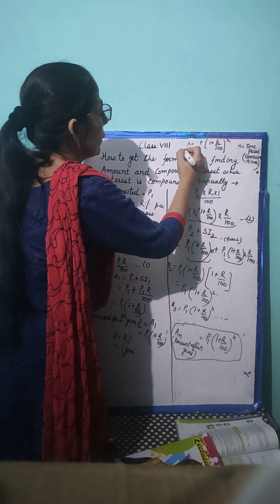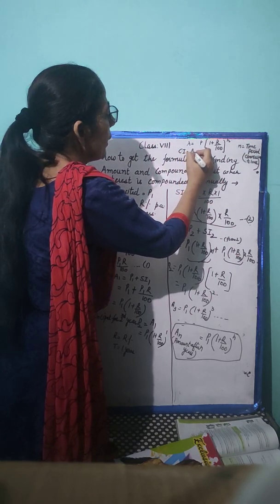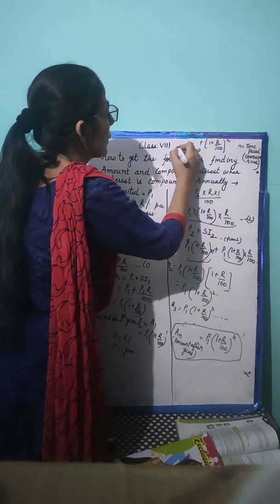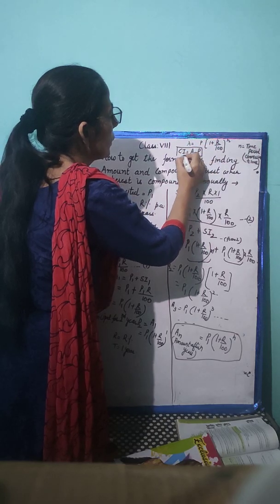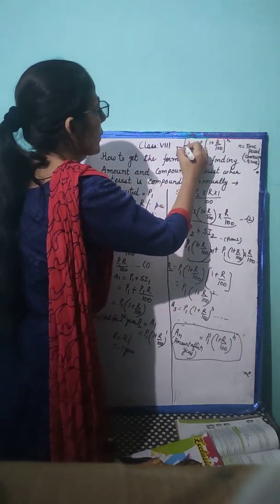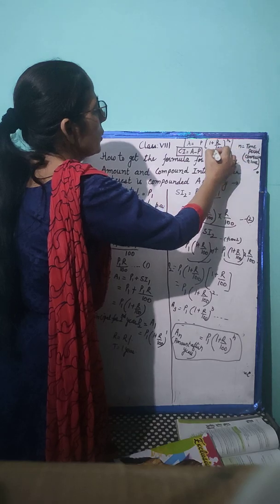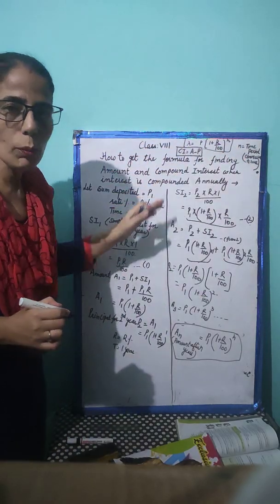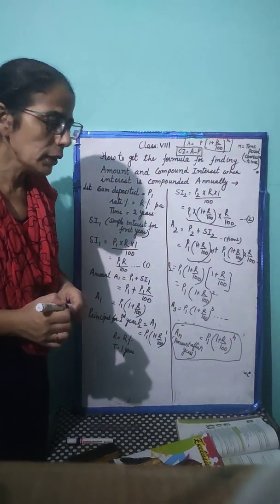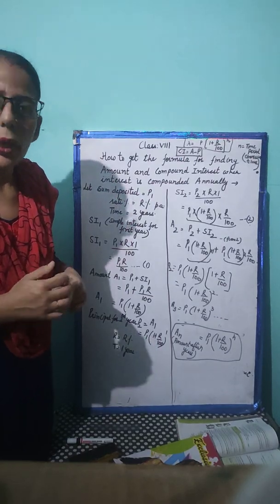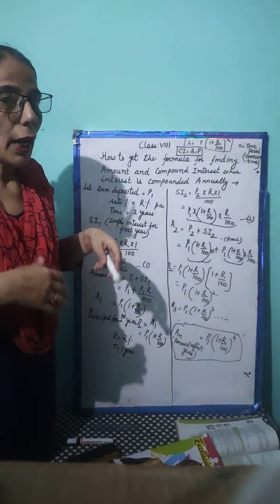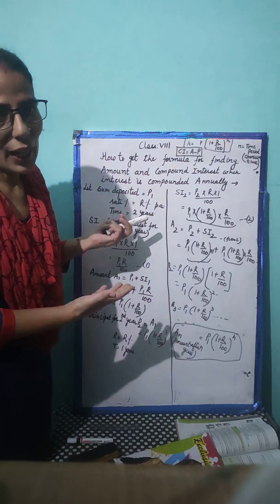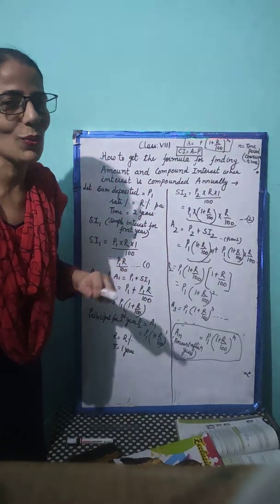And compound interest can be calculated by A minus P. So these are the two things which I have got. These are the two formulas you have to learn, and by this our questions will become easy. And how easy, that I will explain in my next video.